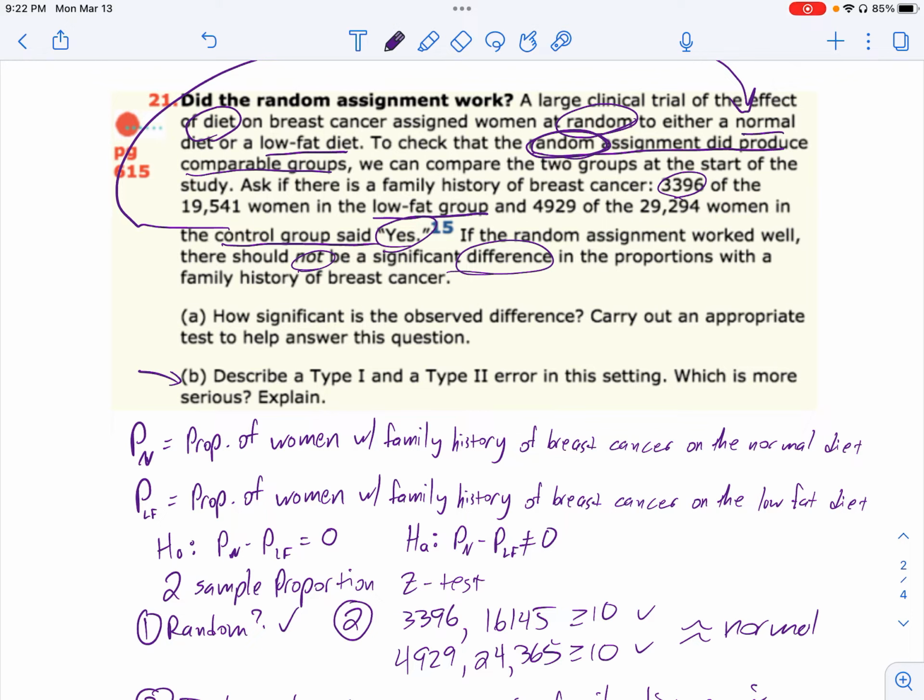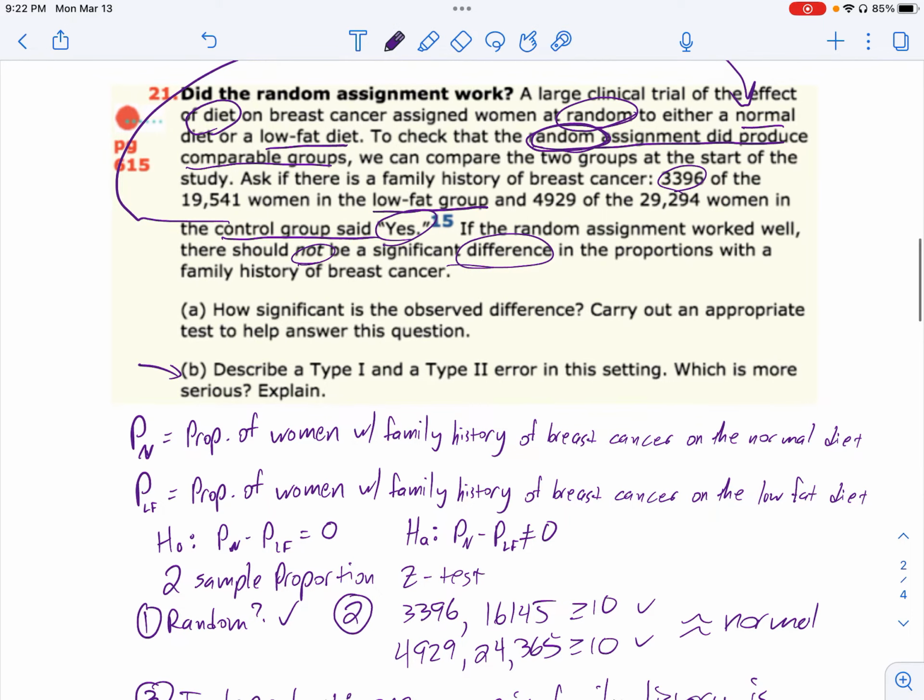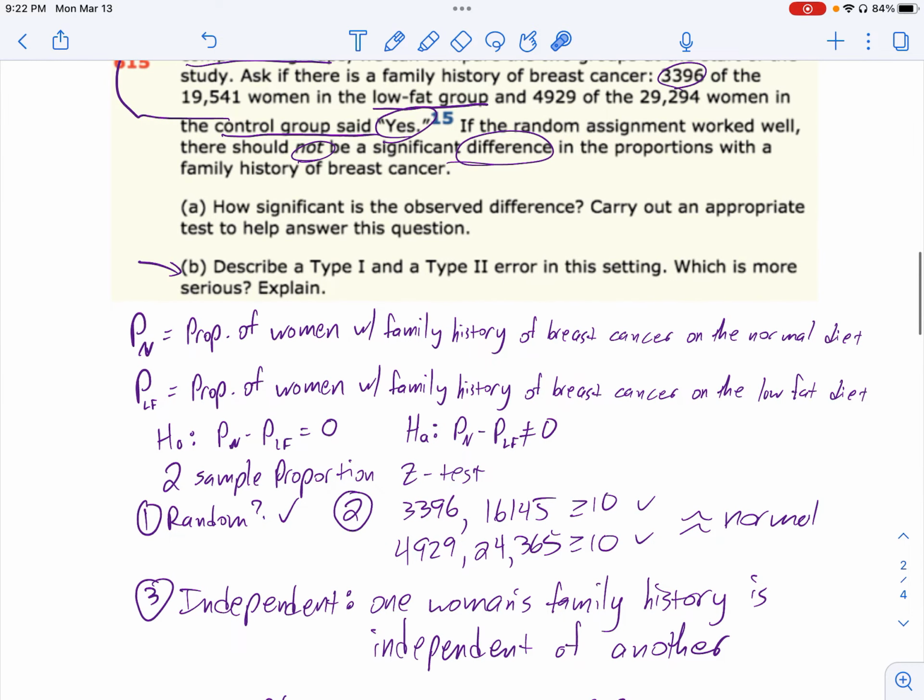Describe a type 1 and type 2 error in this setting. Type 1 is when you reject this, but it's true. So type 1 would be when you're claiming, if you reject this, you're claiming this is true. You would claim there is a difference, but in reality there is not, between these two groups. A type 2 error is when you fail to reject this, but it's false. You say there is no difference between these two diets, but in reality, there is a difference between the two diets.